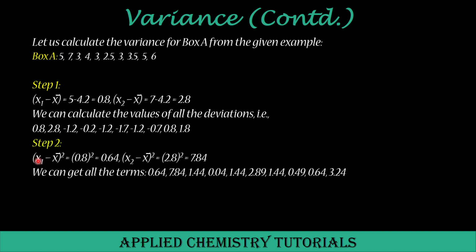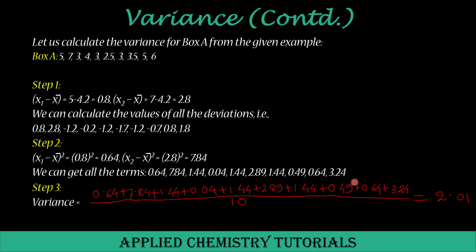In step 2, we will take the square of each of these terms, and x1 minus x bar square will give 0.64. Similarly, x2 minus x bar square will give 7.84, and we can have this number for all the data for box A. And in step 3, we'll sum them up and divide by the number of quantities, which is 10, and we'll get the number equal to 2.01.